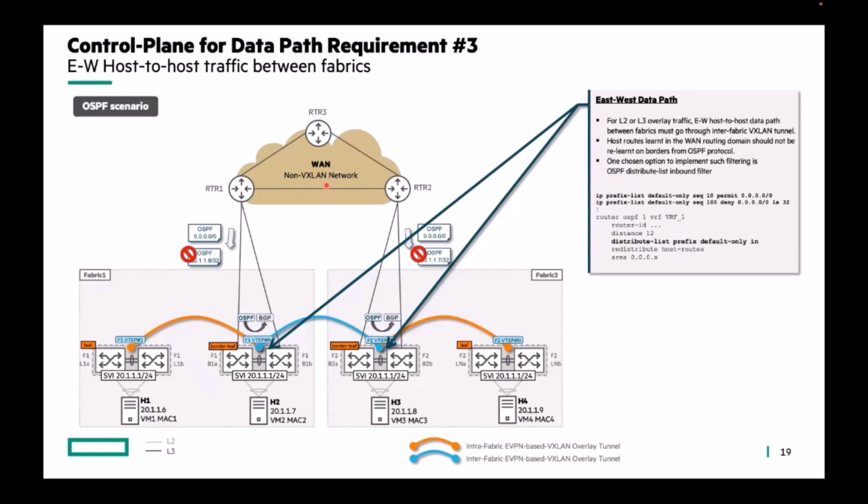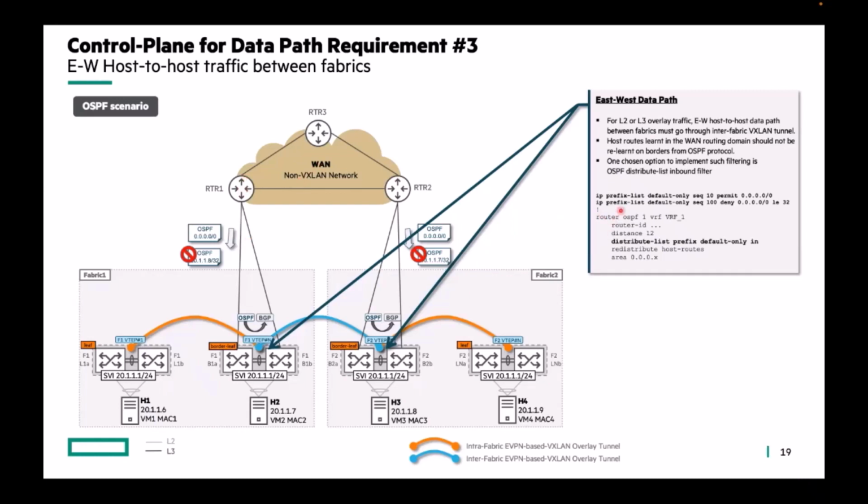Once again, the host routes learned in the WAN routing domain should not be relearned on the border from the OSPF protocol. These border VTEPs already know about their own host routes. They should not relearn them from the non-VXLAN networks. To avoid that, we are trying to deny this. We use a distribute list. We deny everything except permitting the default. So the border VTEP will know that to reach out, it has the default, which we are permitting, but we are denying everything else, that is, the relearned host routes from the routers.